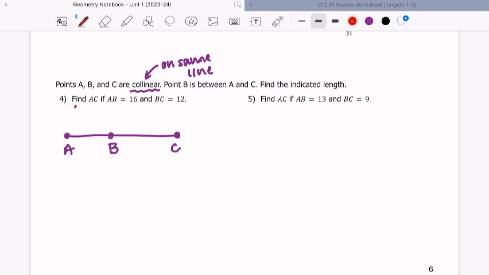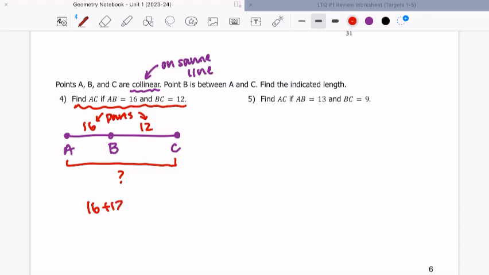So then let's go ahead and look at number 4. It tells us a couple of different lengths of this. So it tells us to find AC. So AC is the whole thing. That's what we want to know. If we know that AB, the distance between that is 16, and BC, the distance between that is 12. So in this case, we have 2 parts. And so if we want to find the whole, we just need to add them together. So 16 plus 12, you might be thinking to yourself, that's 28, and you're definitely right. So I'm going to write AC is equal to 28.